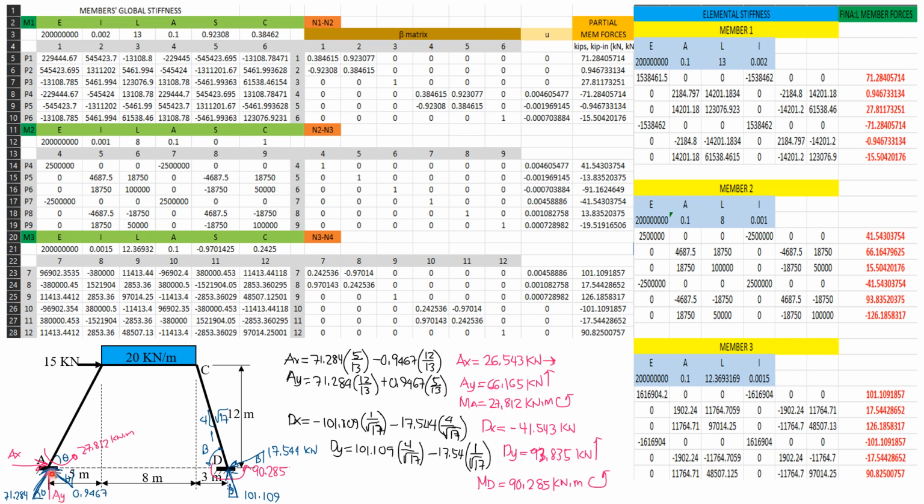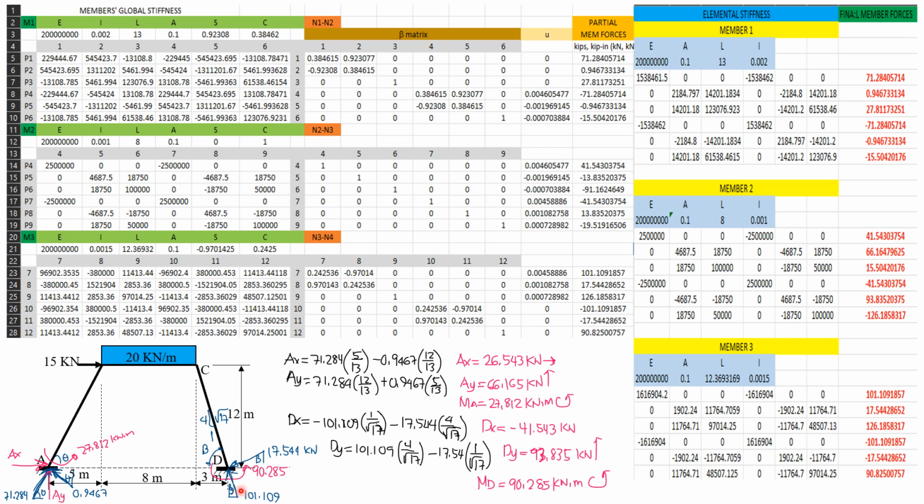AY, on the other hand, both these normal or axial and shear forces are directed upward. So we add. So 71.284 sine theta, which is 12 over 13, plus 0.9467 cosine of theta, so times 5 over 13. AY therefore is 66.165 kilonewtons upward. Moment, you just copy because it will not change.